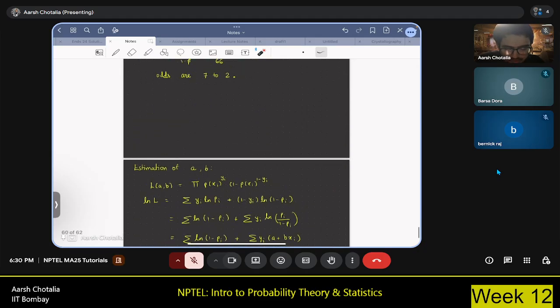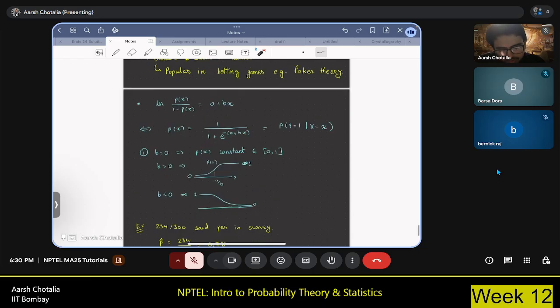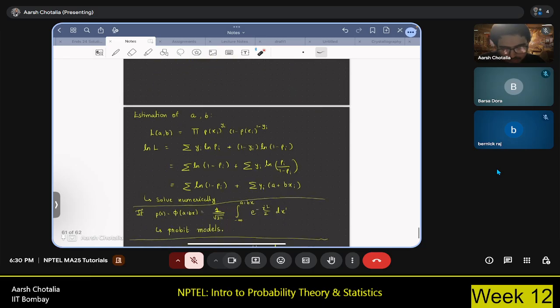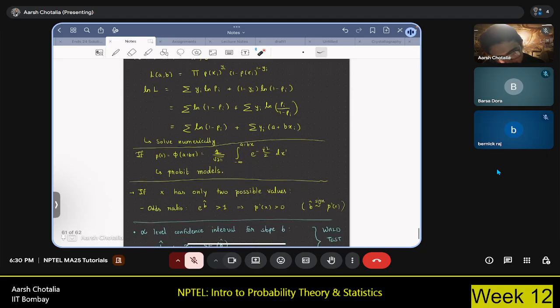Okay. Now the question is how to estimate A and B. So the first method is to get likelihood. So we do MLE basically, write down the expression of likelihood, take logarithm on both sides, and then differentiate with respect to A and B to find the answer. The only hiccup is that we cannot do this analytically.